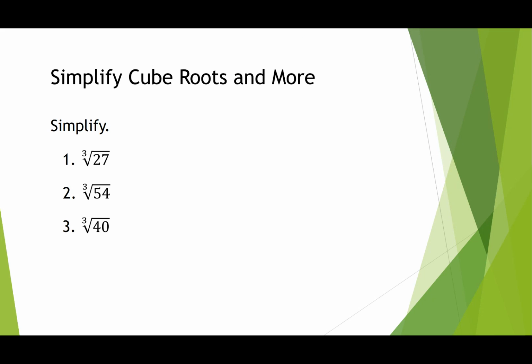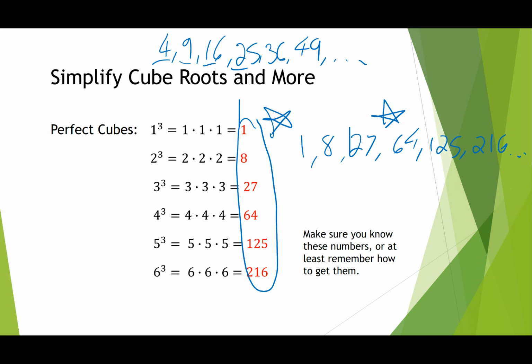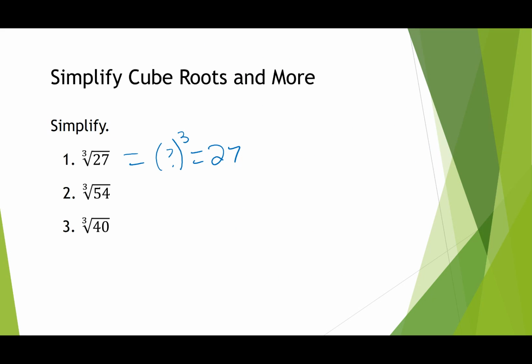Because you're going to be asked, what's the cube root of 27? That's essentially asking, what number do I cube that equals 27? And since 27 is a perfect cube, that number is 3. So the cube root of 27 is just 3. All right, but what if you have the cube root of 54?